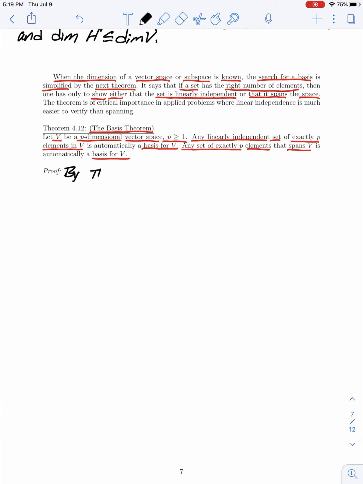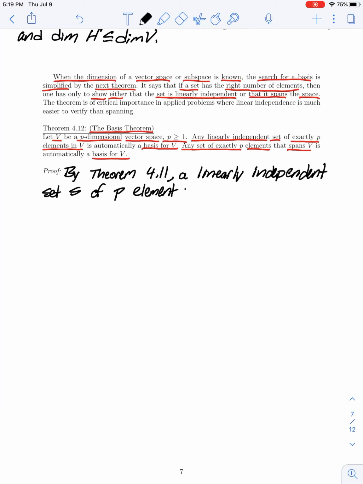By making use of the previous theorem, that is theorem 4.11, a linearly independent set, let's call it S, of p elements, that is p vectors, can be extended to a basis for our vector space V. So we saw in that last theorem, if we have a linearly independent subset consisting of p elements from a vector space, we can extend that linearly independent set if needed to be a basis for our vector space.